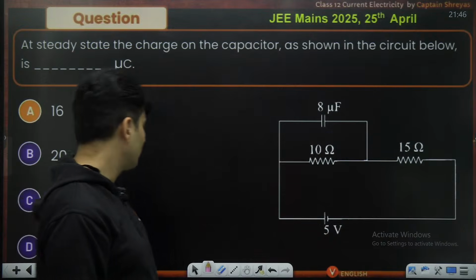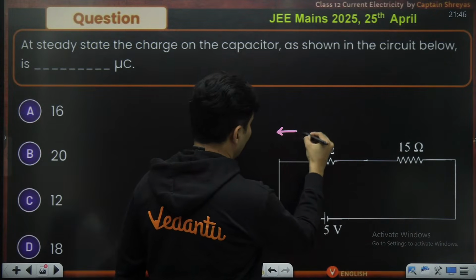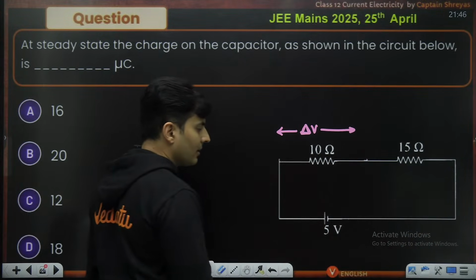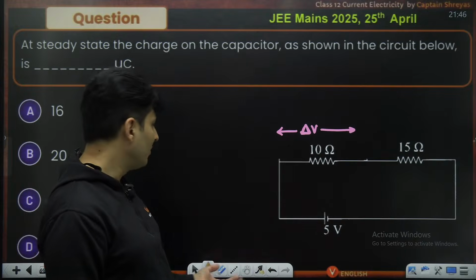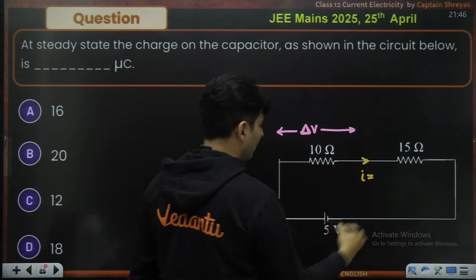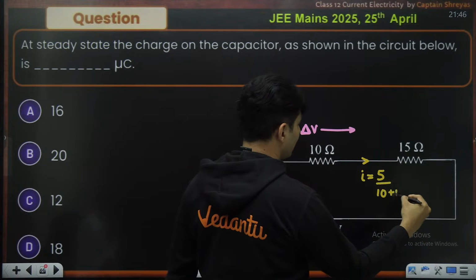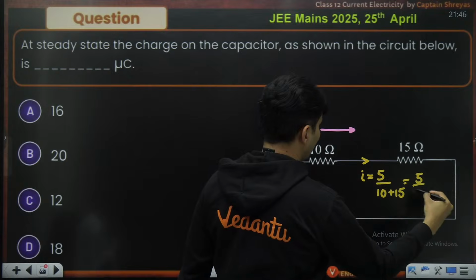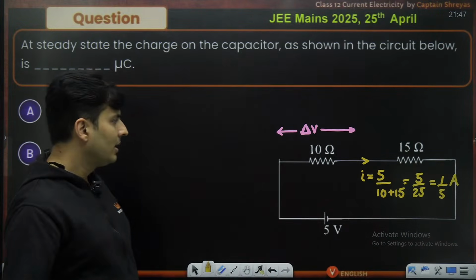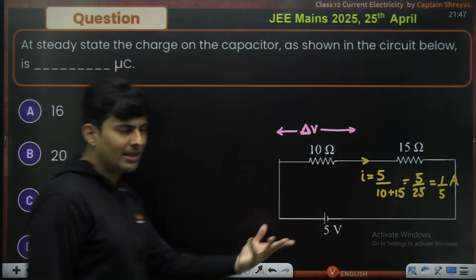How do I find the voltage drop? This voltage drop can be found easily because this is a series circuit. We can find the current, we can find the voltage drop very easily. How much will be the current? Current will be the voltage divided by the total resistance, which is 10 plus 15, which is 5 by 25, which is 1 by 5 of an ampere. Is that right? Current is voltage by resistance. Total resistance of the circuit is series. That means 10 plus 15.